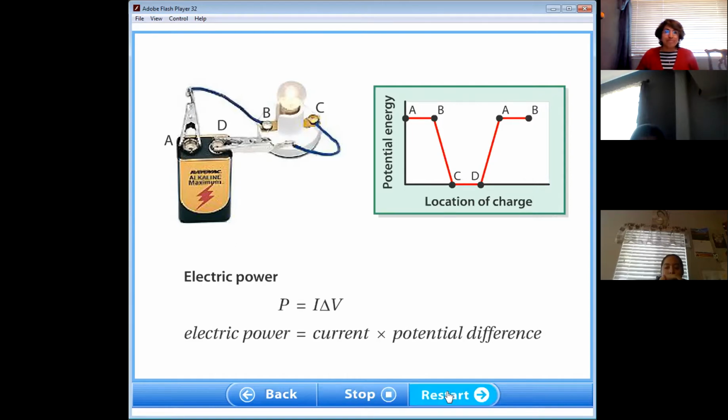The electric power of this circuit is the rate at which charges lose electrical potential energy. Numerically, this is equal to the current flowing through the circuit times the potential difference.